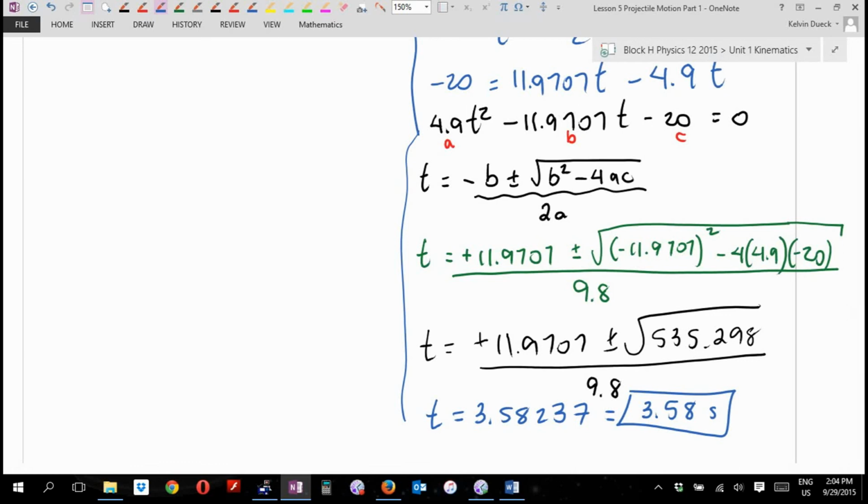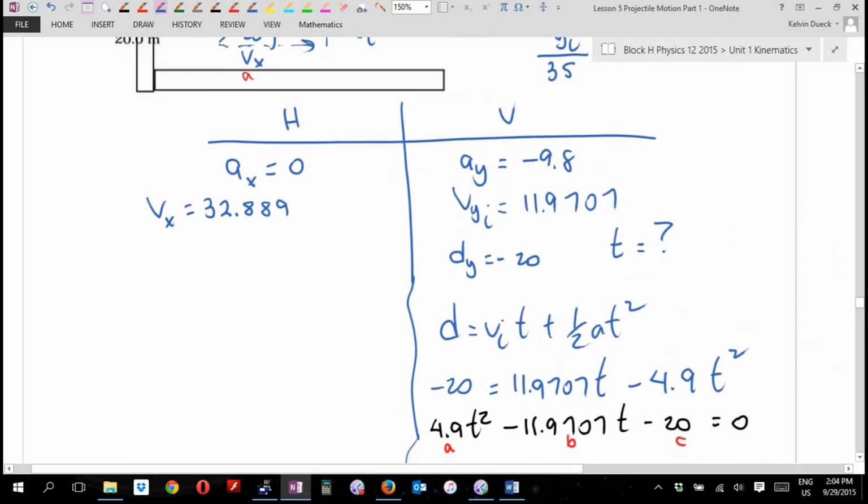Yay, that's A. What does B want us to find? Range? Oh, that's always easier. I'm going to go hopping over to here. That's going to be horizontal. That's going to be finding dx.